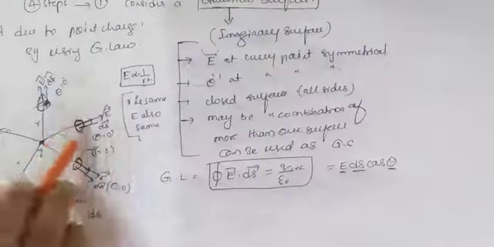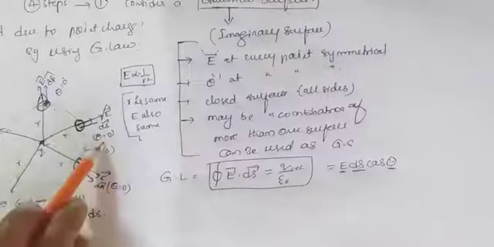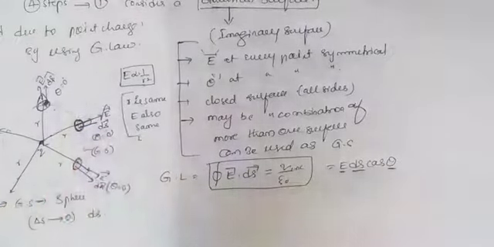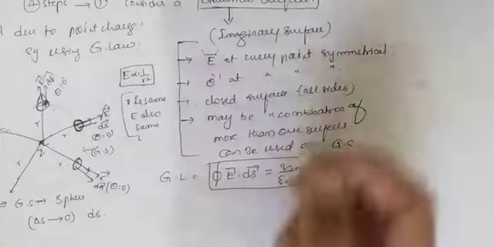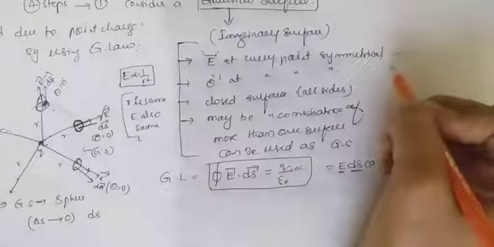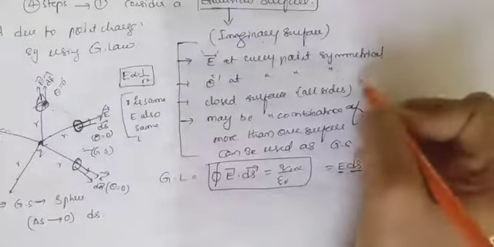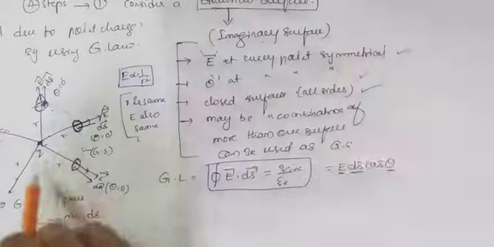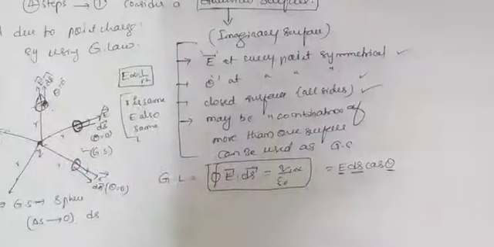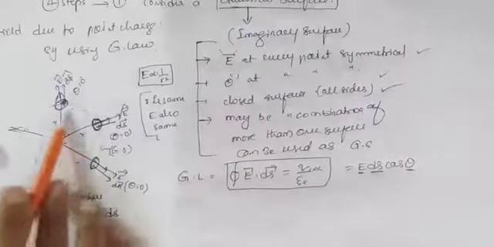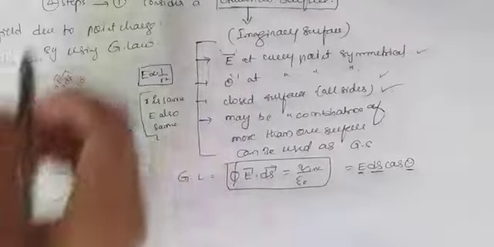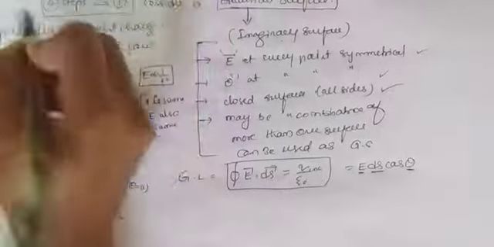So everywhere we are taking theta, which means the angle between E and the area vector must be the same. Okay, so now this condition is satisfied, this condition is satisfied, this condition is satisfied. So here one surface is enough. One Gaussian surface is enough for the point charge. Now the first step is over.